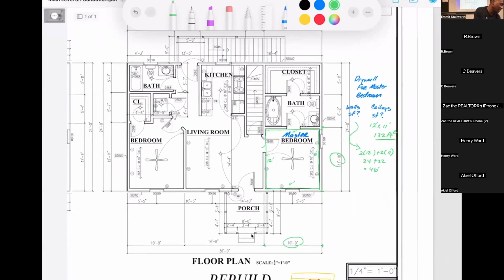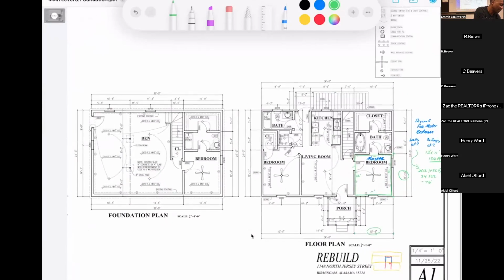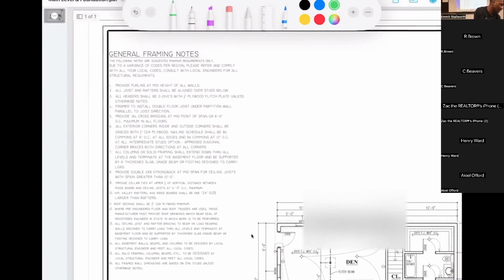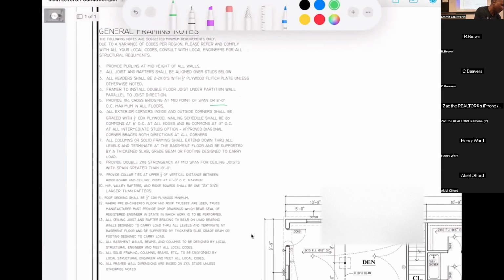Well, now I'm looking at my plans. It's probably gonna be 8 feet, but I don't see it. Let me see if this guy right here got it in the notes. Cross bridging, midpoint span 8 feet. That's not telling me anything. I don't see ceiling height here, which I probably should have already had figured out. Ceiling joists. I guess I've got to sit down and read the notes right here, but I'm looking for the height. I see 10 feet, but that ain't got nothing to do with the height.